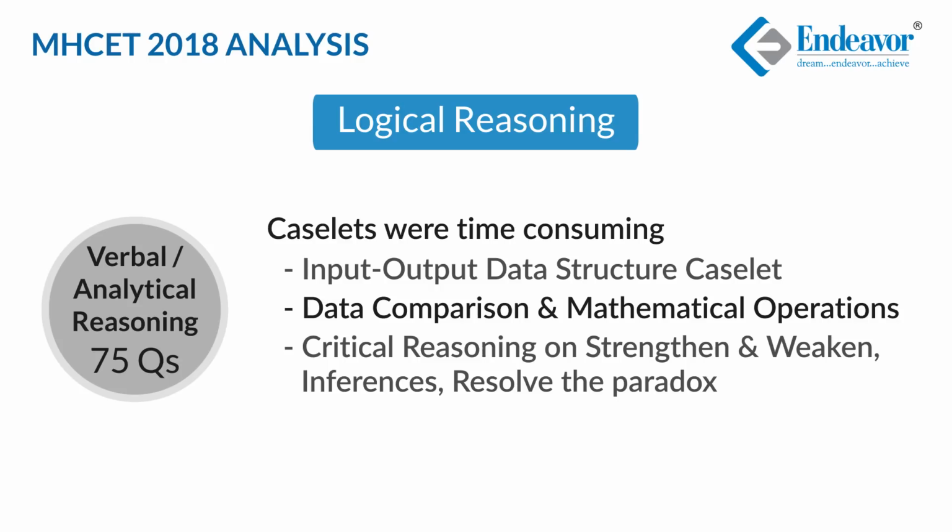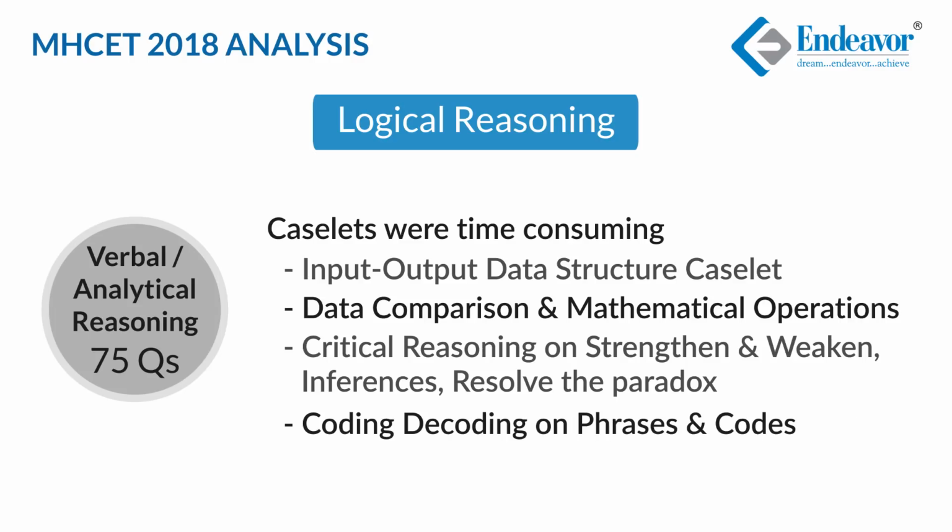Critical reasoning questions were based on strengthening weakening arguments, inferences, and resolve the paradox. There was a caselet on coding decoding, which had phrases and their appropriate codes attached to them. However, in this set of codes, we could only decipher 1 or 2 words through the standard elimination method, but the rest we had to use through some sort of logic, like shifting the first letter and then deriving the code, something of that sort.